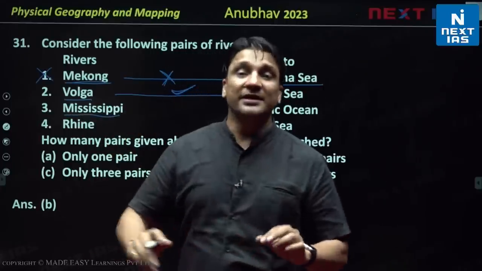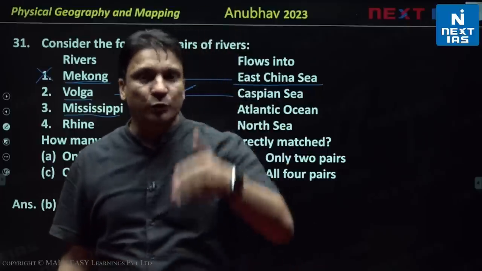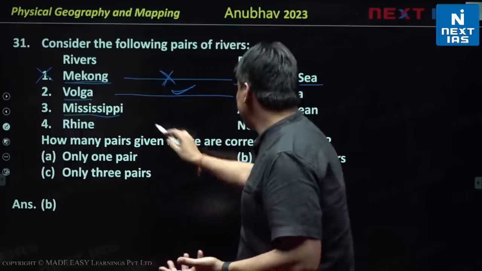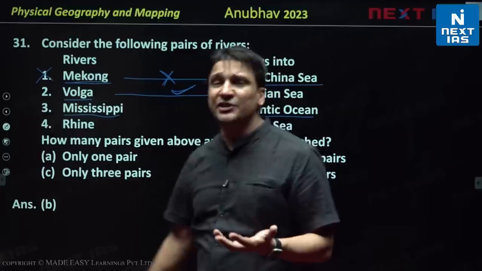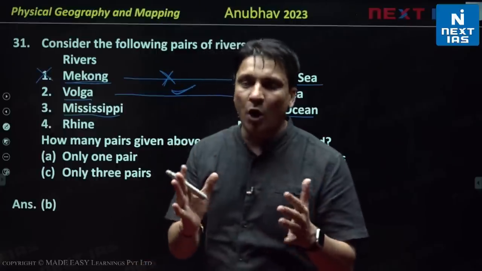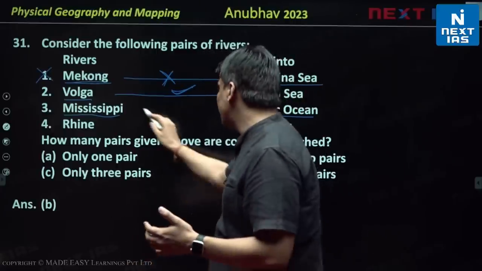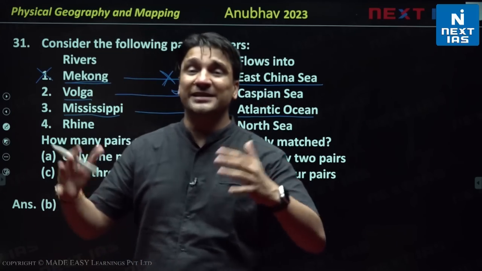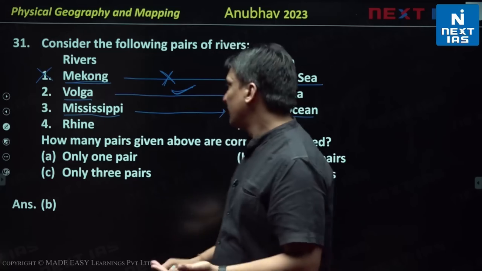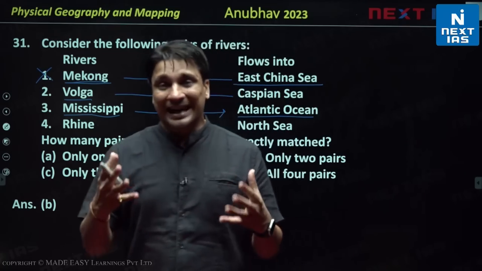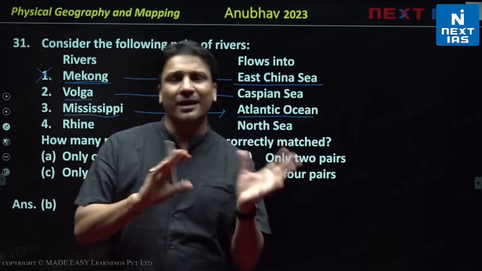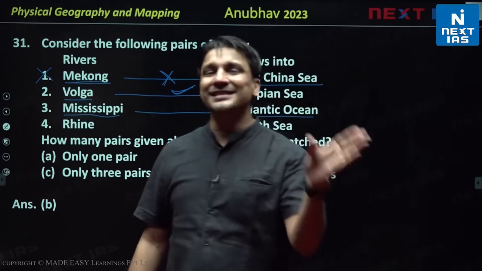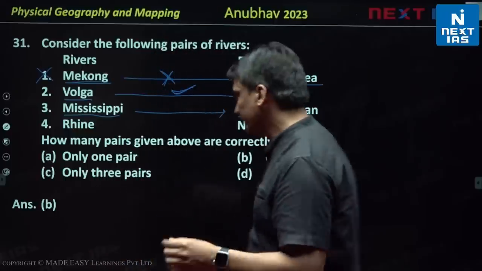Mississippi River is a major river in US which flows southward and discharges its water in Gulf of Mexico. So Mississippi River, Atlantic Ocean. Actually, Gulf of Mexico is a marginal sea of Atlantic Ocean. Okay, so this is correct matching. Actually, it flows into Gulf of Mexico, and Gulf of Mexico is basically part of which ocean? Atlantic Ocean. So if they say Gulf of Mexico, that will be more correct, more specific. But Atlantic Ocean is also correct because Gulf of Mexico is a marginal sea of Atlantic Ocean.